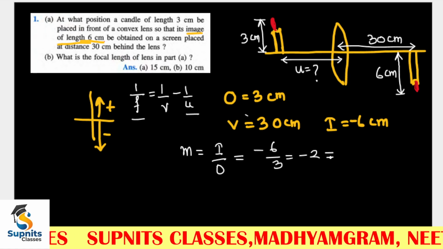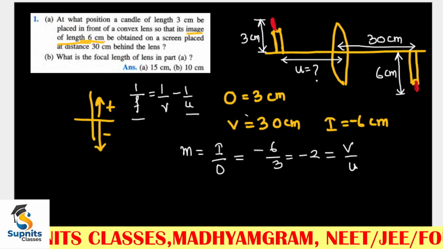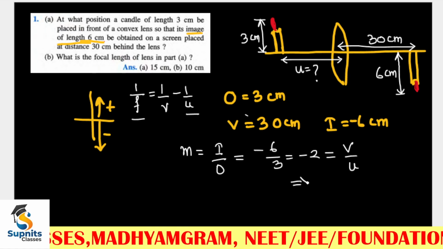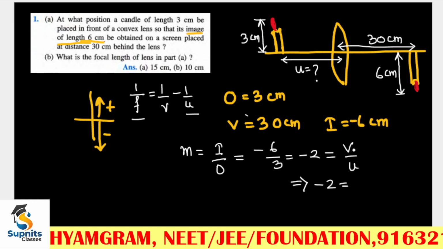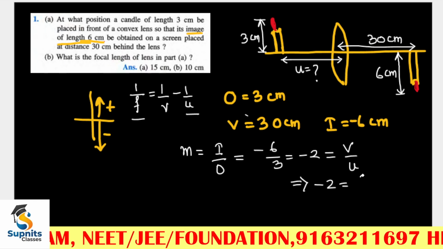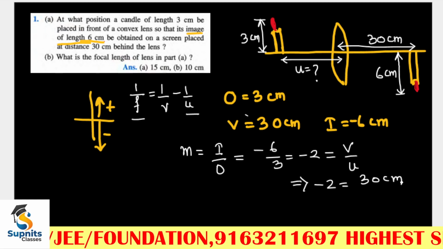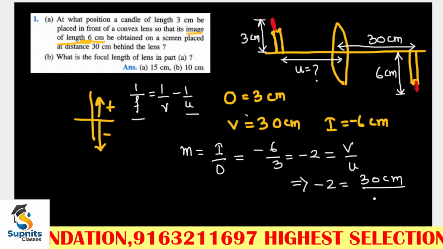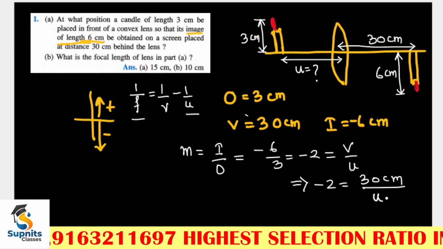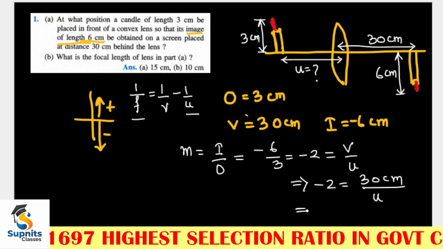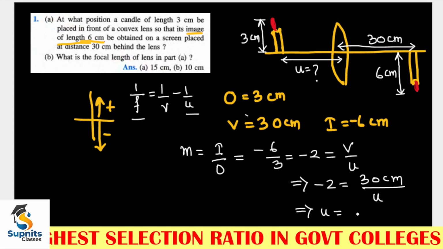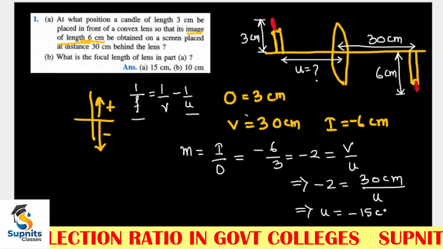Now magnification is also equal to v by u. Now this makes my job very easy. Minus 2 is equal to what is v? 30 centimeter. So please solve it with me. And what is u? u I don't know, so I have to find out u. So from here u can be easily calculated as minus 15 centimeter.